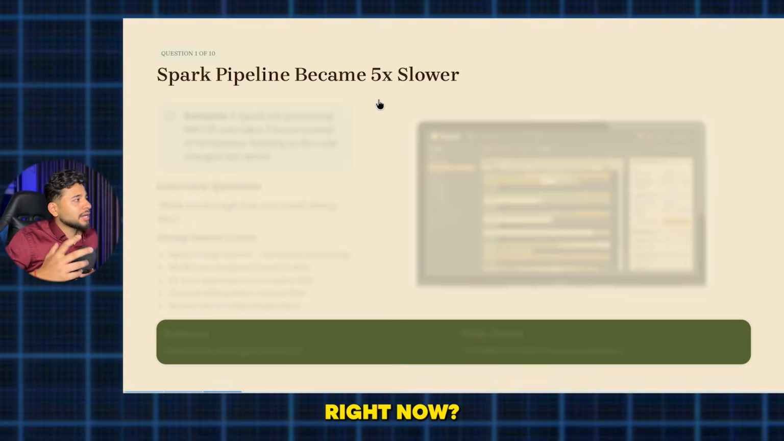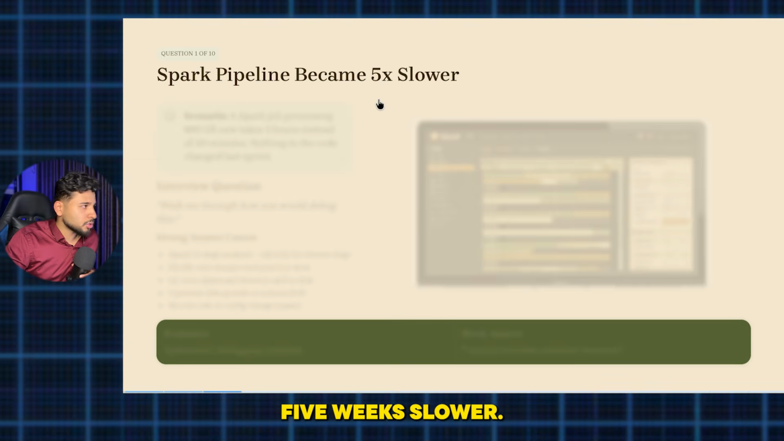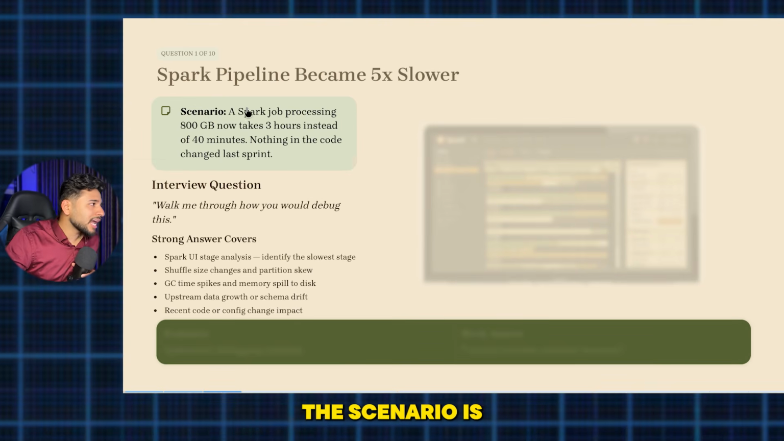Your Spark pipeline has become 5x slower. The scenario is that a Spark job processing 800 GB now takes 3 hours instead of 40 minutes. Previously it was taking 40 minutes, now it takes 3 hours to process that 800 GB of data. Nothing in the code changed last sprint. Walk me through how you will debug this.